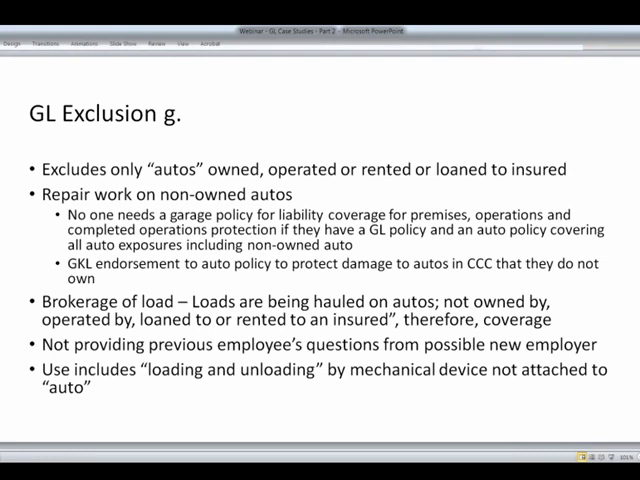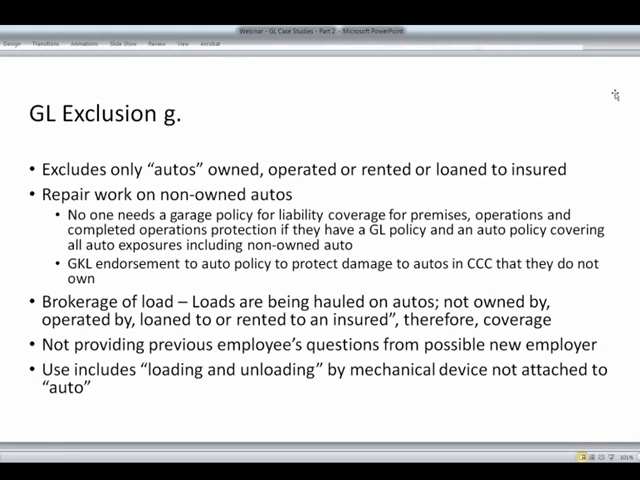So exclusion G of the GL, to work with the auto policy, excludes only autos owned by, operated, rented, or loaned to an insured. So let's say your insured has a working facility. They work on autos they don't own. Could be owner-operators, or it could be just a simple garage operation. We get asked often, do we also need a separate garage policy? The answer to that question is no, because all that the garage does, except test driving a vehicle, is covered under the general liability policy.